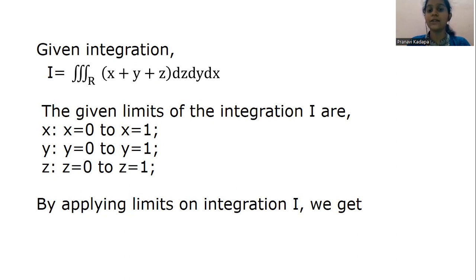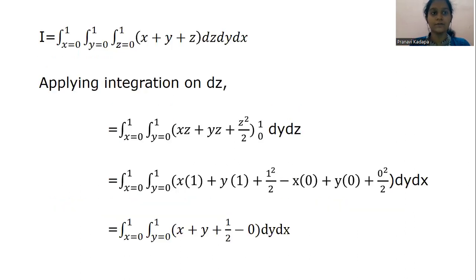By applying these limits on the integration I, we get I equals integral x equals 0 to 1, integral y equals 0 to 1, integral z equals 0 to 1 of x plus y plus z dz dy dx. By applying integration on dz, we get integral x from 0 to 1, integral y from 0 to 1 of xz plus yz plus z square by 2, with limits 0 to 1, dy dx. Here we applied the integration on dz.